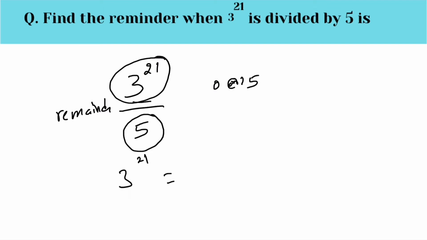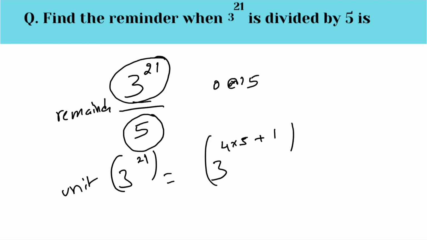So, 3 power 21 we can write in terms of 4 multiples, like 4 fives are 20, plus 1. As I told you, it gets repeated for every 4 multiple. So, the units place of 3 power 21 is equal to the units place of 3 power (4 into 5 plus 1), which is equal to the units place of 3 power 1. This is based on units digit. So, it means that the units digit of 3 power 21 is 3 here.